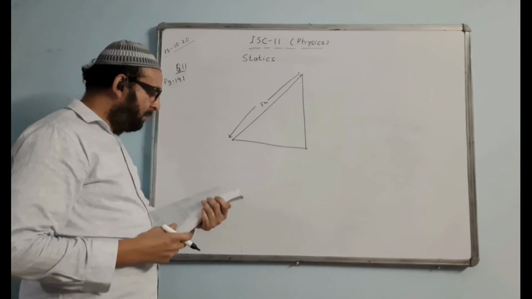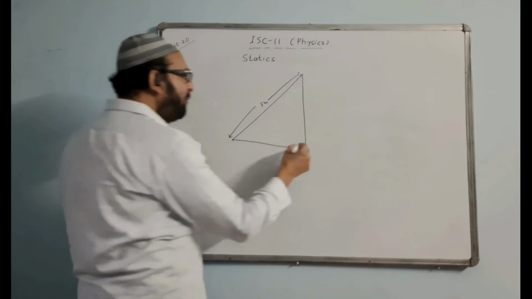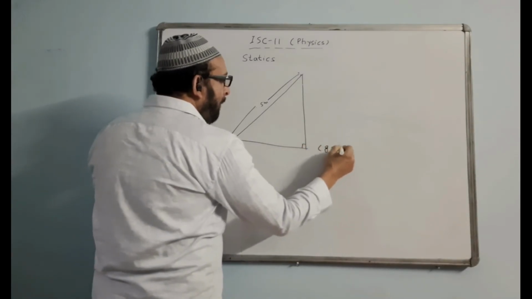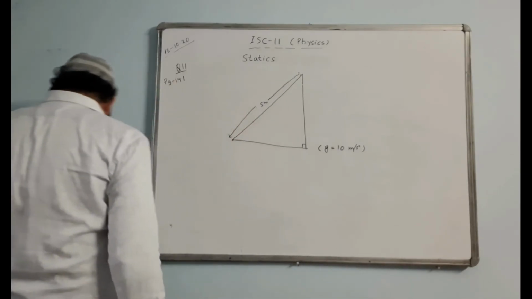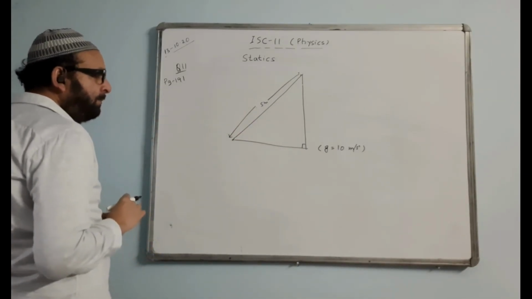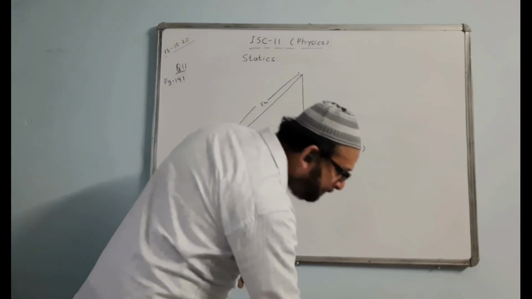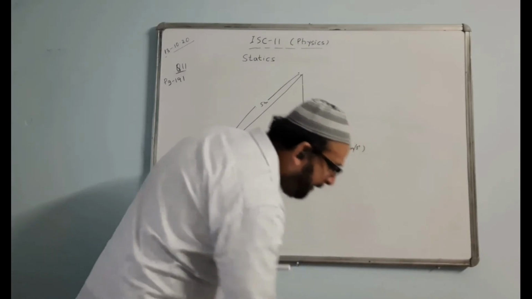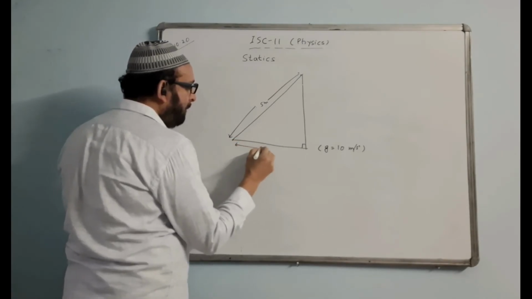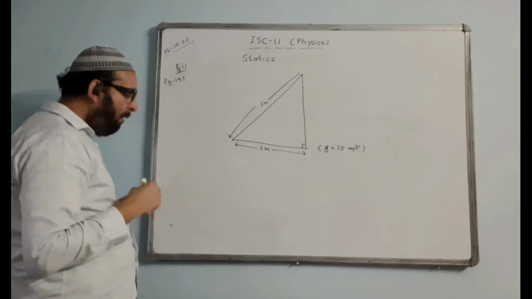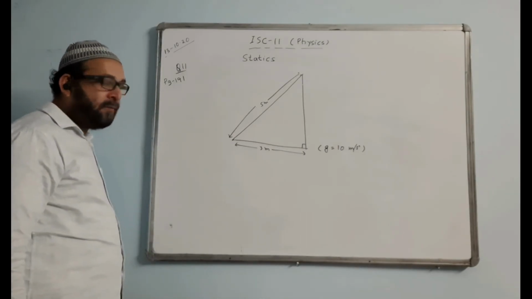Question says, calculate the frictional force between the ladder and the ground. You have to take the value of g. The foot of the ladder is 3 meter from the wall. This part is 3 meter from the wall.